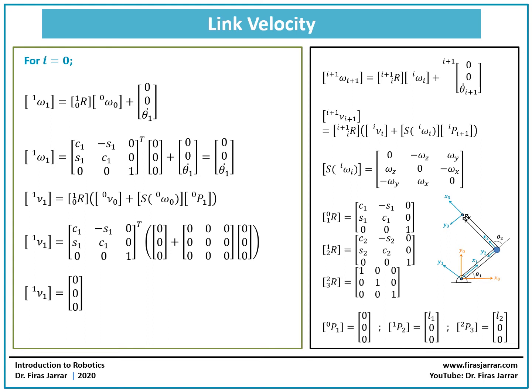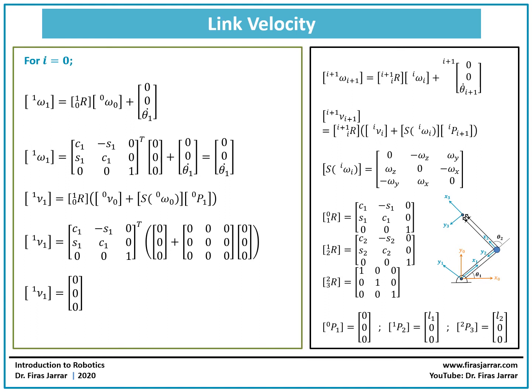And the V0 here is simply the linear velocity of the origin of frame 0, which is the base frame. Again, this is not moving, so it's going to have a value of 0 here. And then the skew symmetric matrix of the angular velocities of the base, because 0 represents the base, and since the base is not rotating, we can substitute for omega x, omega y, omega z in this matrix with zeros, and thus the whole thing is going to be zeros.